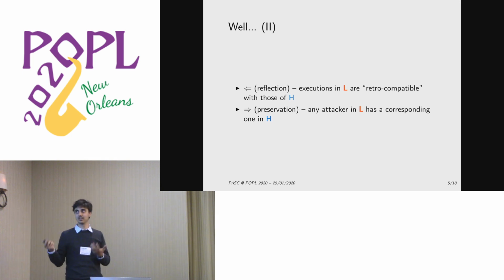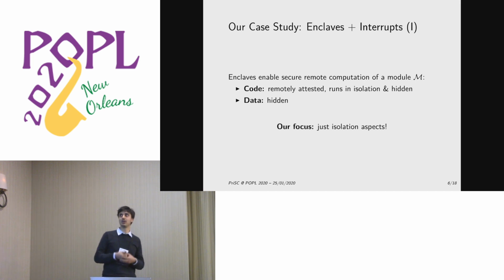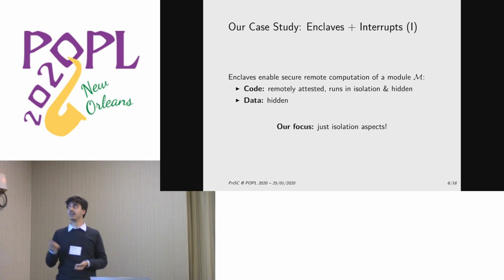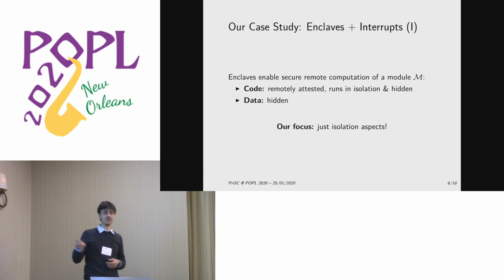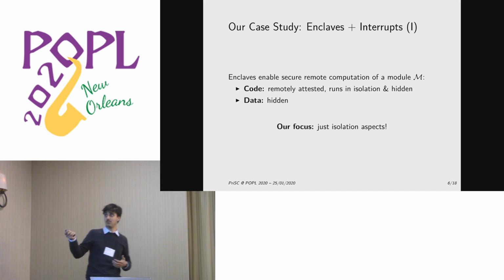And we argued that this is a nice general principle, but we actually instantiated it in a case study, which is enclaves extended with interrupts. In particular, maybe not everybody knows what an enclave is. For us, an enclave is an isolation mechanism to enable secure remote computation of a module M. The module M is composed of code that is remotely attested, run in isolation, and hidden, and data, so the data of the module that is considered a secret, so it's hidden. Though I might need to say that not every enclave ensures this. Our focus for this talk will be just on isolation aspects, so no remote attestation.